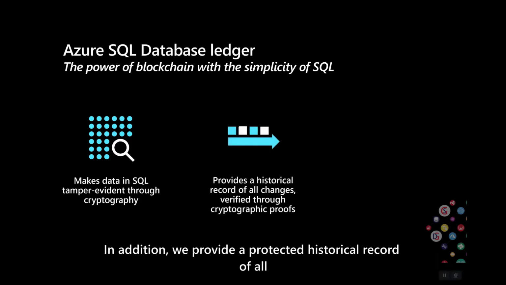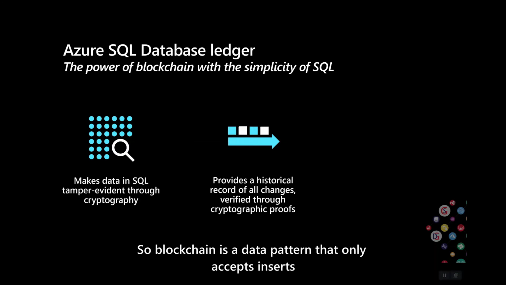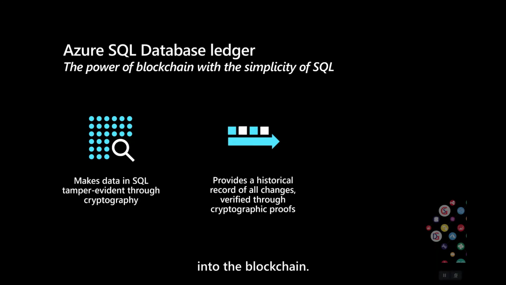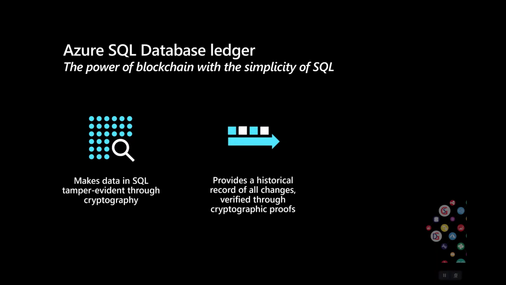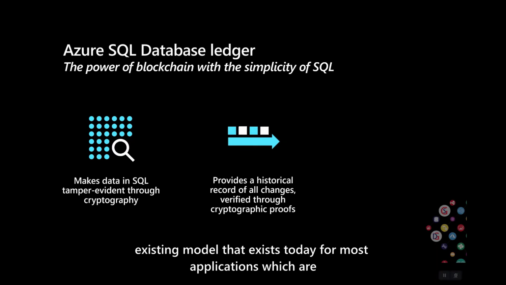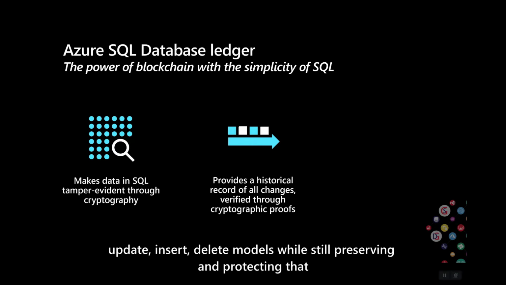In addition, we provide a protected historical record of all of those changes. So a blockchain is a data pattern that only accepts inserts into the blockchain. There are no updates and deletes on a blockchain. It's an append-only ledger. With Azure SQL Database Ledger, we support that append-only model, but also support the existing model that exists today for most applications, which are complete update, insert, delete models, while still preserving and protecting that data.